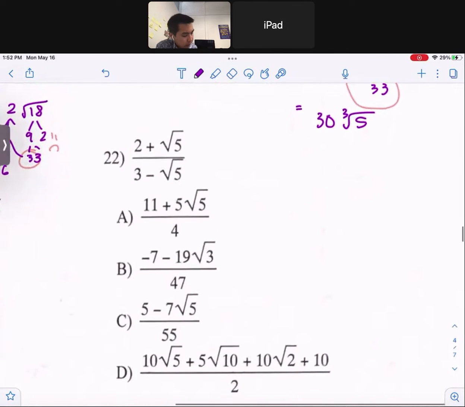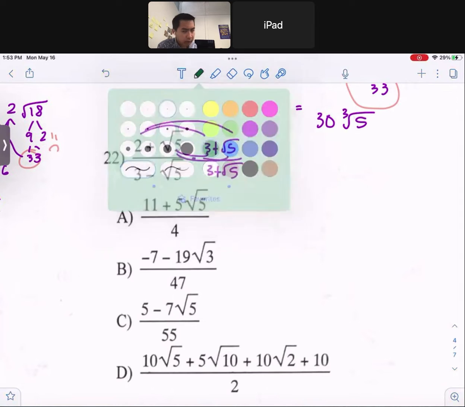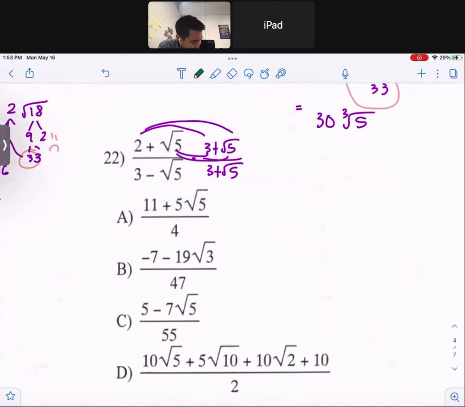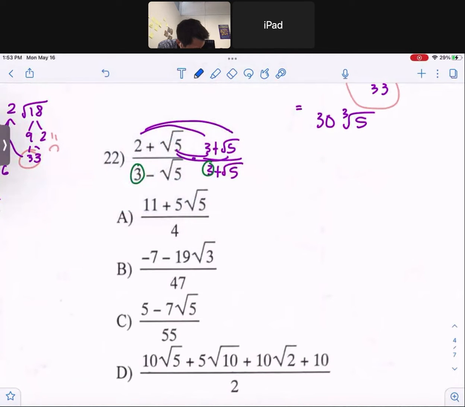22. So remember, if there's two terms, you guys, you gotta multiply by the conjugate. So it's the opposite of the middle term. So now it's positive. And then this is where you guys gotta do a double distribution. And then the bottom, these two, and these two.